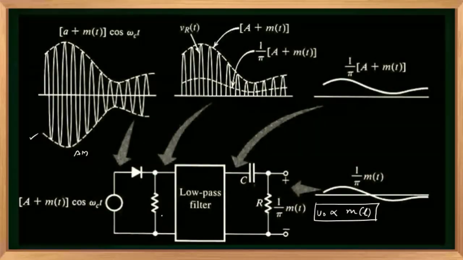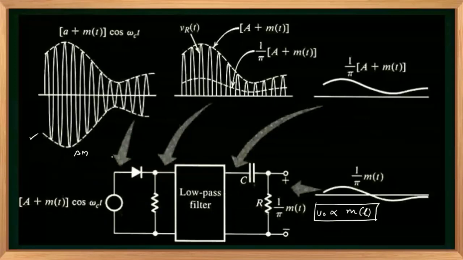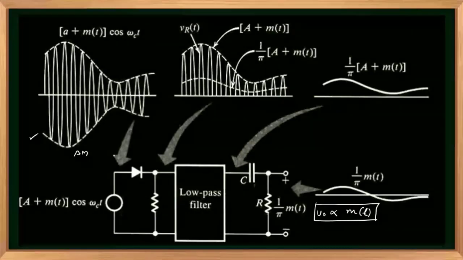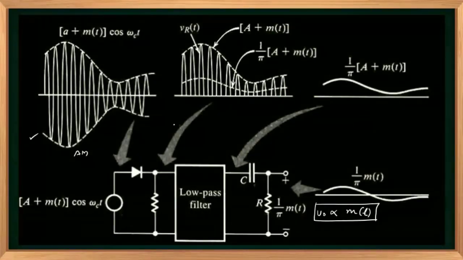I hope you understood the working of this type of demodulator. This is a simple demodulator circuit using a diode and a low pass filter. The diode is working as a rectifier. The purpose of the rectifier is to eliminate negative half cycles to get only positive pulses. After that, we'll use a low pass filter, which will produce the required modulating signal output, the message signal output. I hope you got it.